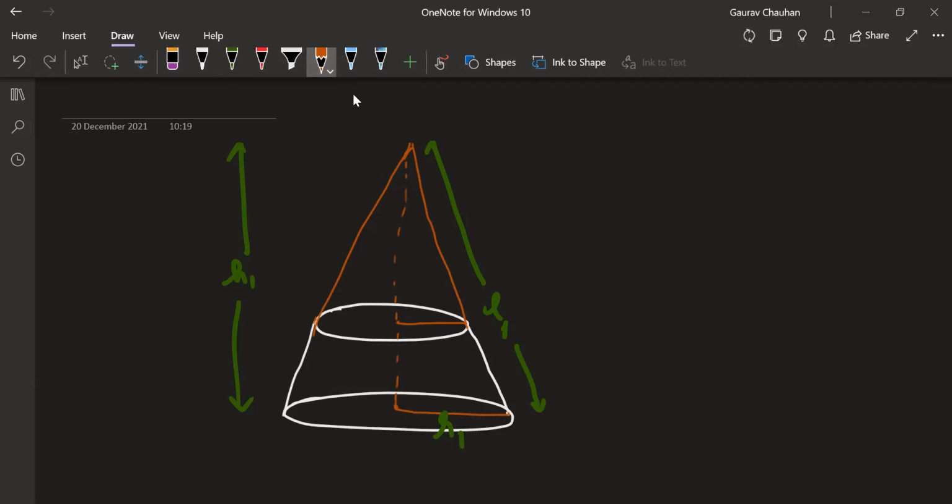With orange, I will draw the small cone, which was cut off and thrown away. So this is L2, this is R2, this is H2. Is that okay? Now I want you to notice one interesting thing. L2, R2, H2.